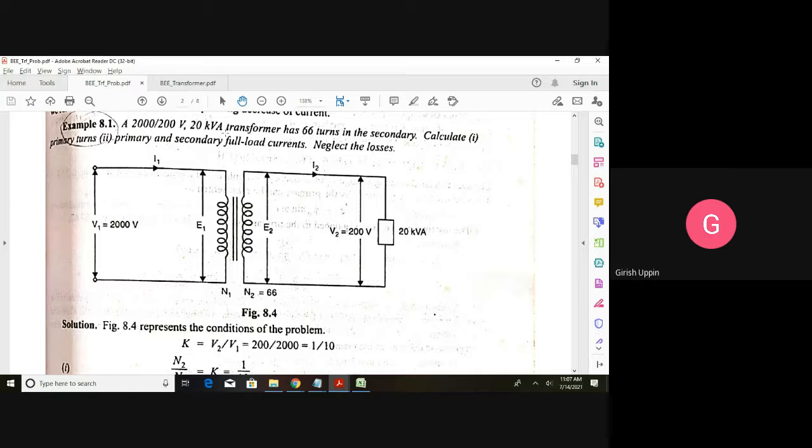So transformers are always rated in volt amperes. They are never rated in watts, because depending upon what the load is, the load will have a certain load factor, and according to that the consumption will change. But transformers are always represented in volt amperes.